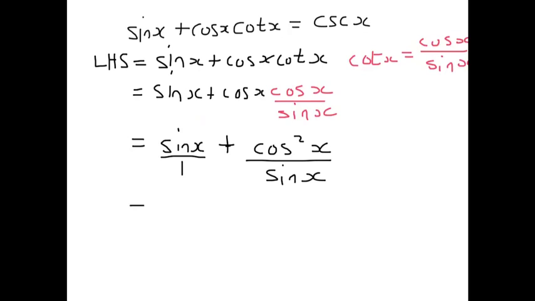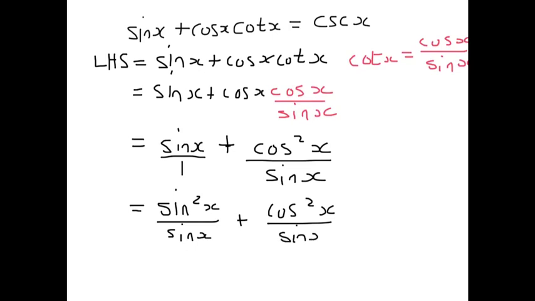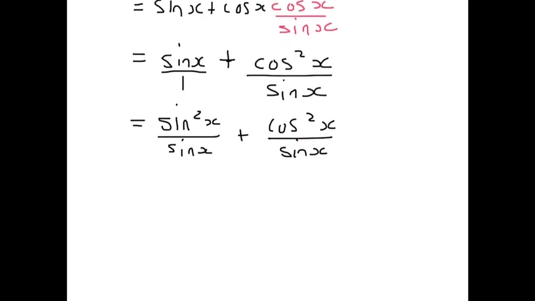Okay, so that gives me sine x times sine x on the top, so that's just sine squared x over 1 times sine x on the bottom, which is just sine x. And I'm still adding that to cosine squared x all over sine x. And now my denominators are the same, so I will add them together. So that gives me sine squared x plus cosine squared x over sine x.